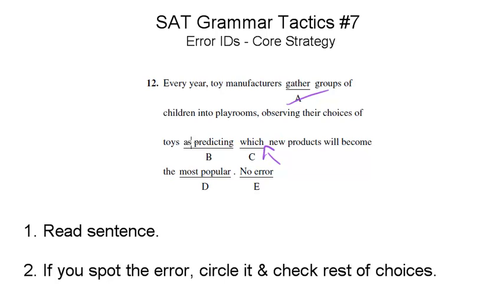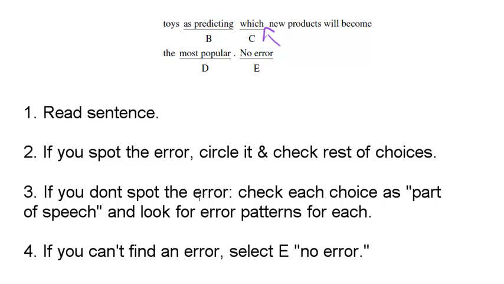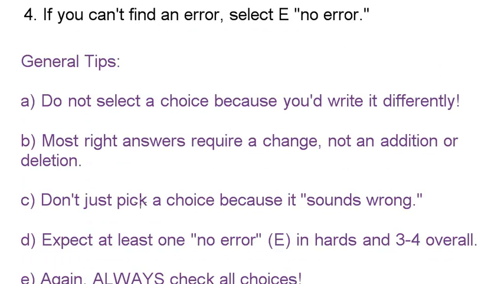Don't eliminate. Don't play copy editor. Don't cross off words like you can say, D could be just popular, not most. Well, maybe, but in this case, find errors, focus on that. Don't look at, again, crossing off words, eliminating, copy editing, that kind of thing. If you don't spot the error, check each choice. Don't just pick a choice because it sounds wrong.